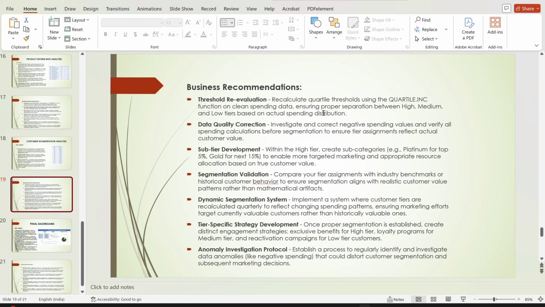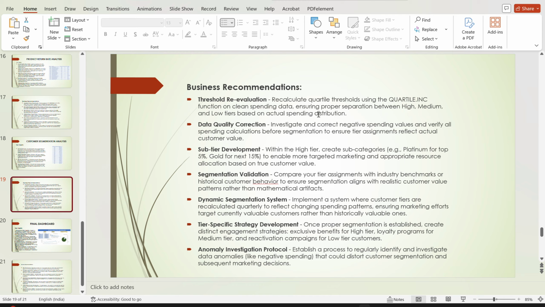Segmentation validation. Compare your tier assignments with industry benchmarks or historical customer behavior to ensure segmentation aligns with realistic customer value patterns rather than mathematical artifacts. And dynamic segmentation system. Implement a system where customer tiers are recalculated quarterly to reflect changing spending patterns, ensuring marketing efforts target currently valuable customers rather than historically valuable ones. And tier specific strategy development is also needed, and the anomaly investigation protocol is also needed.